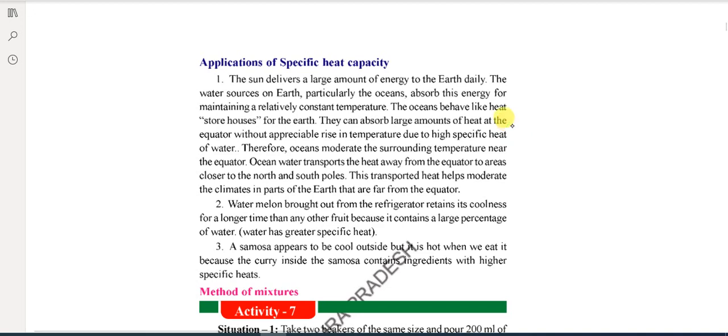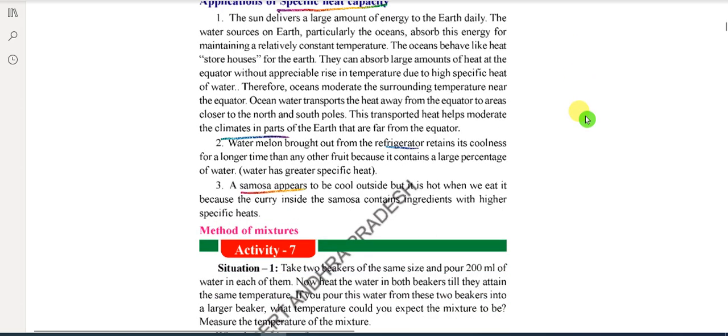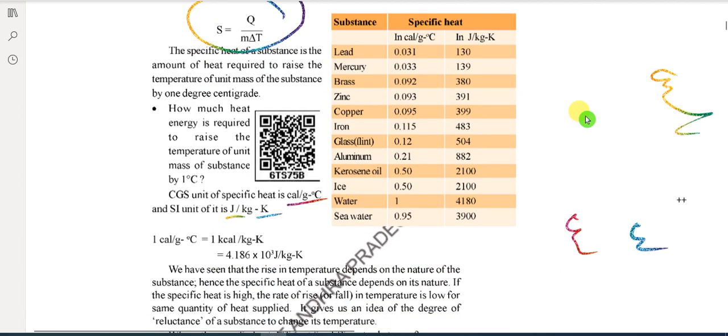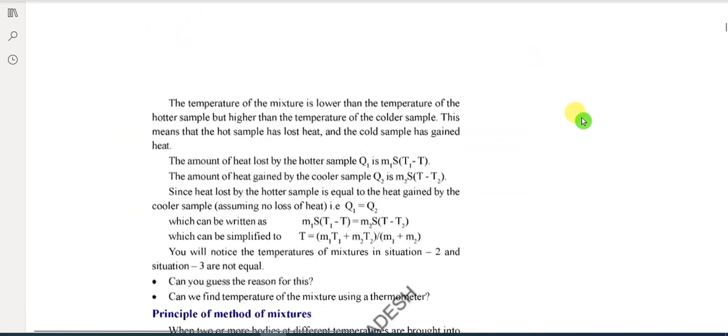Next, very important, applications of specific heat. You know already, a watermelon brought out from the refrigerator, samosa heat, and climate. Yes, we have 3 important applications. So here the main point is that the specific heat of water is 1. And sometimes they ask for the table, the table is also very important.